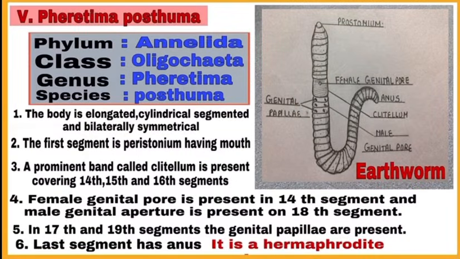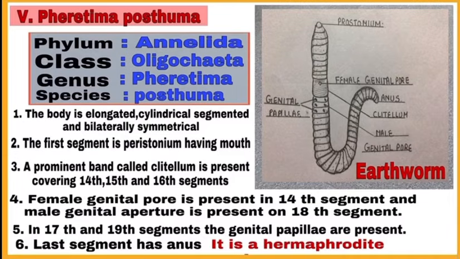Let us move to Pheretima posthuma, earthworm. See the diagram. The body is elongated, cylindrical, segmented and bilaterally symmetrical. The first segment is peristomium having the mouth, and you can also see in the diagram a prominent band called clitellum, which is present on the 14th, 15th and 16th segments.